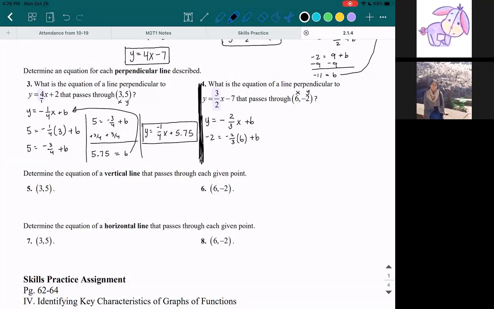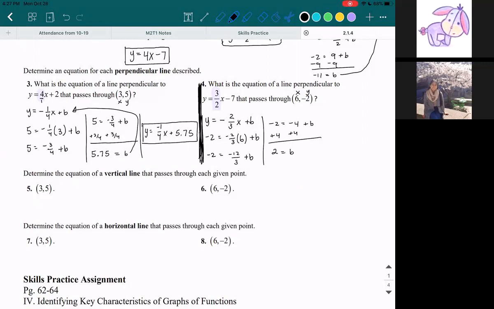Solve for b. So we have -2 is equal to, remember when you have a fraction multiplied by a whole number, multiply it across the top. So -2 times 6 would be -12. And then simplifying this, we have -2 is equal to -12 divided by 3, which is -4. Then we add 4 on both sides. We get 2 is equal to b.